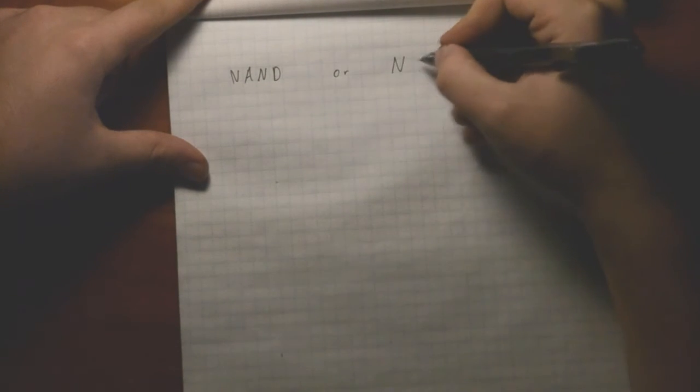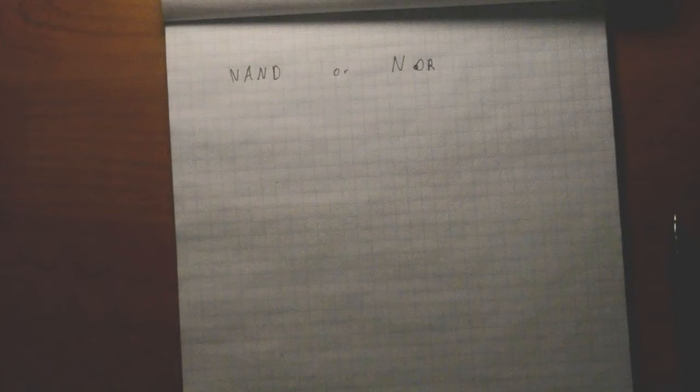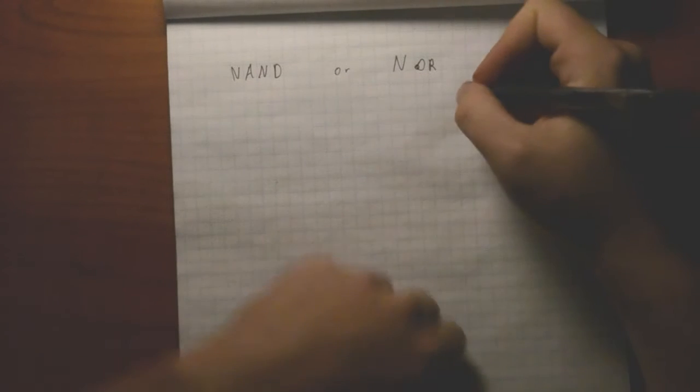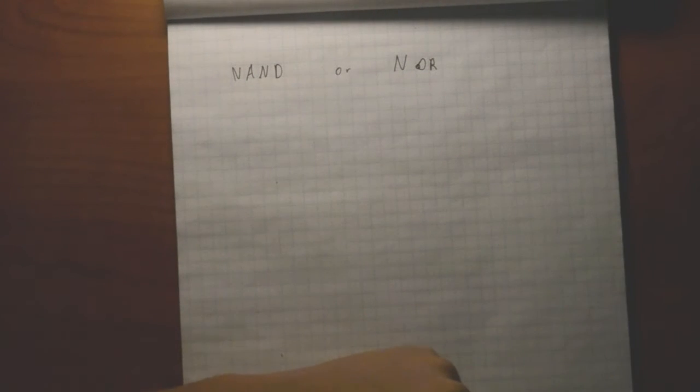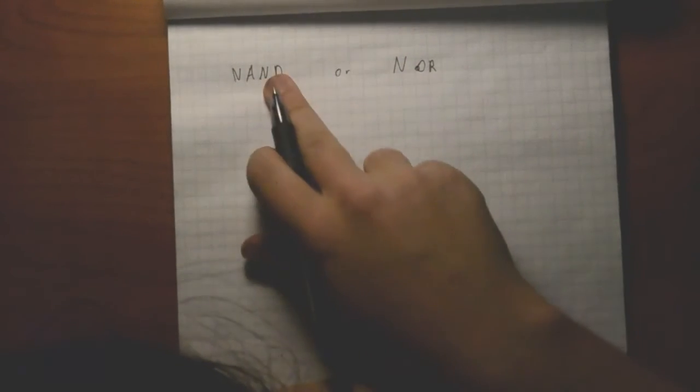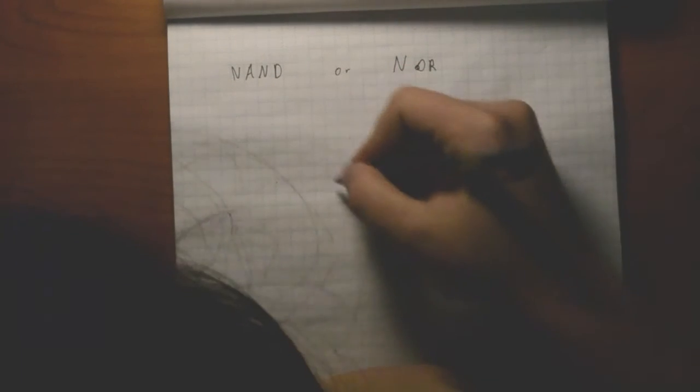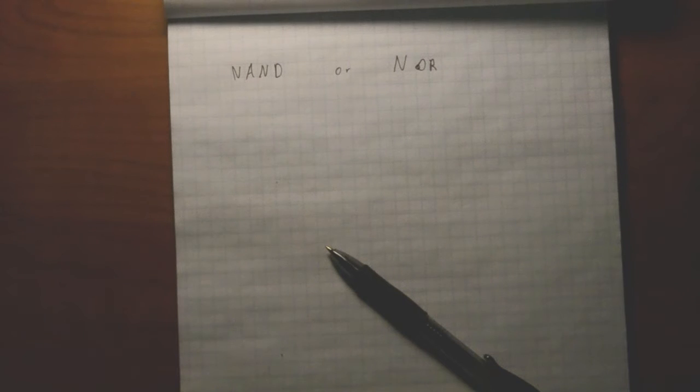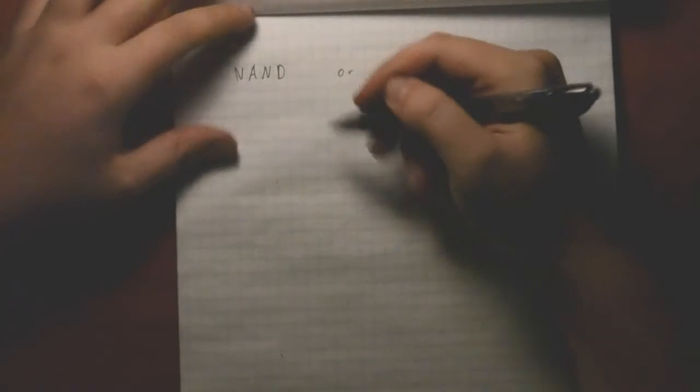Functional completeness is the idea that using only one or two gates, such as NAND or NOR, one can create any other logic gate that exists. As an example, let's use NOR to create a NAND gate. So let's figure this problem out by hand.